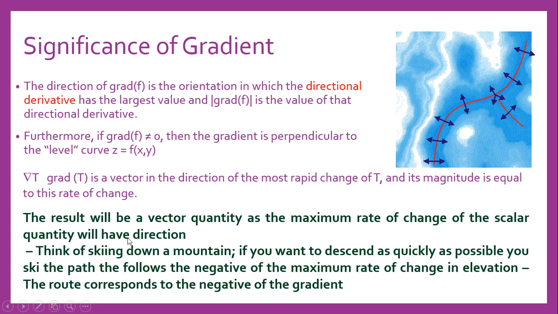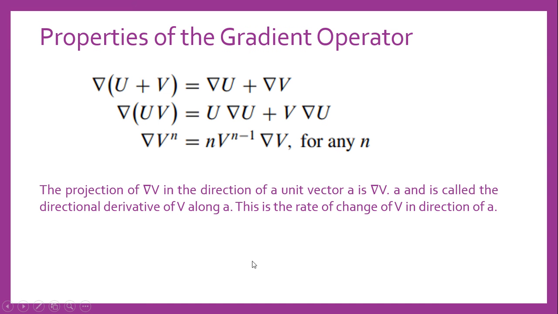So for a better understanding, let us take an example. Think of skiing down a mountain. You want to descend as quickly as possible. You ski the path that follows the negative of the maximum rate of change in elevation, where the slope is steepest, that is the path we will prefer. So that would correspond to the negative of the gradient.